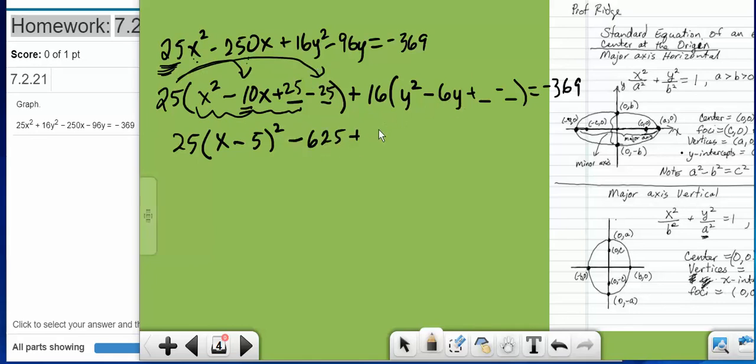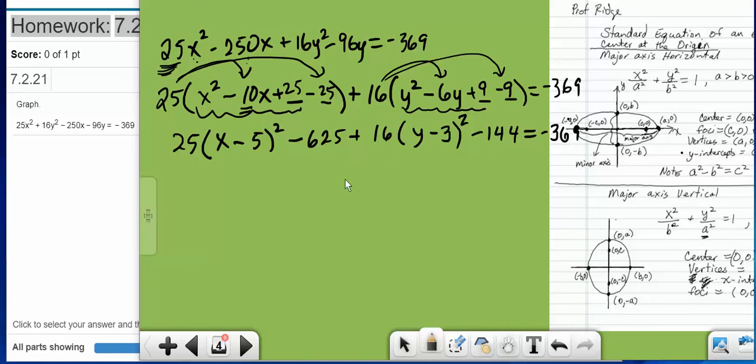And then we do the same thing here. Half of negative 6 is negative 3. 3 squared is 9. So add it, subtract it. So again, these three terms is the square, y minus 3 squared. So we have 16 times the parenthesis squared. Then you have to do 16 times 9, which is 144.